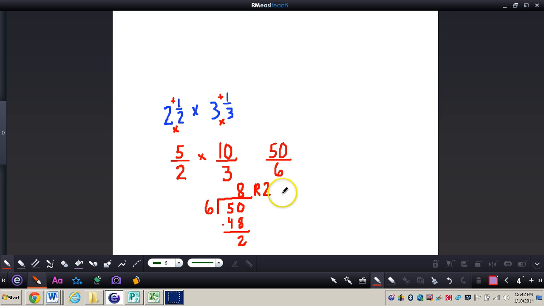Okay, now our whole number, our quotient, will be our whole number, which is 8. The R stands for right on top. That 2 is going to be our numerator. The 6, our denominator, will stay the same. So we have 8 and 2/6, which can actually be reduced to 8 and 1/3. And whenever we simplify or reduce, our whole number does stay the same.